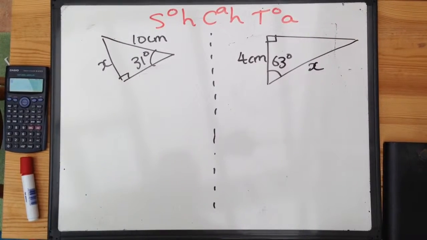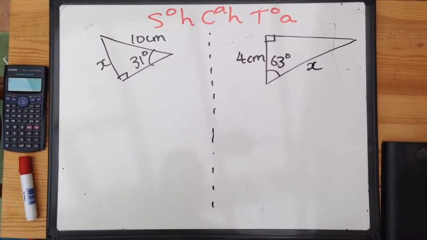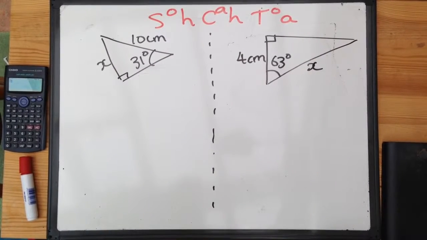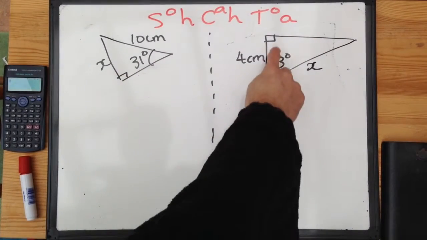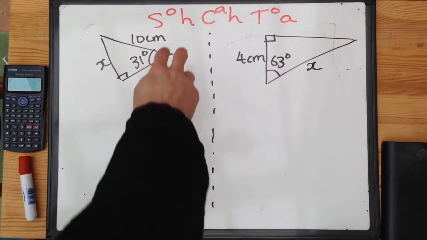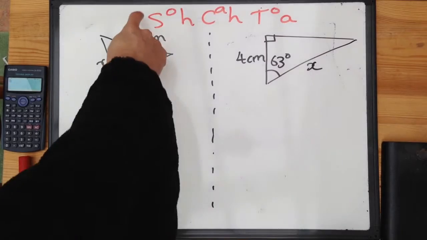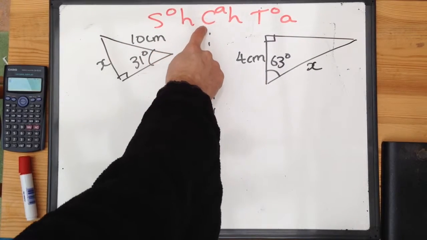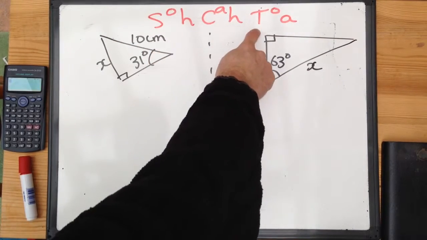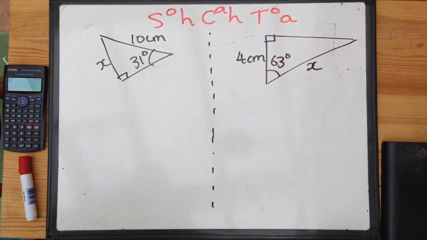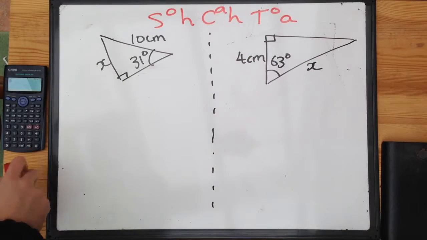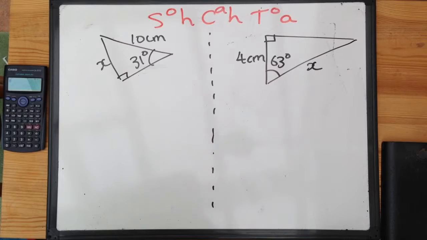Okay, trigonometry to find the length of a missing side. First thing to recognise is the fact that trigonometry only works in right angle triangles. There we have our two right angles. And secondly, these things across here tell us all the ratios that we need to know. Sine, opposite over hypotenuse. Cosine, adjacent over hypotenuse. Tangent, opposite over adjacent. Our first step always is to label the sides as opposite, adjacent and hypotenuse.